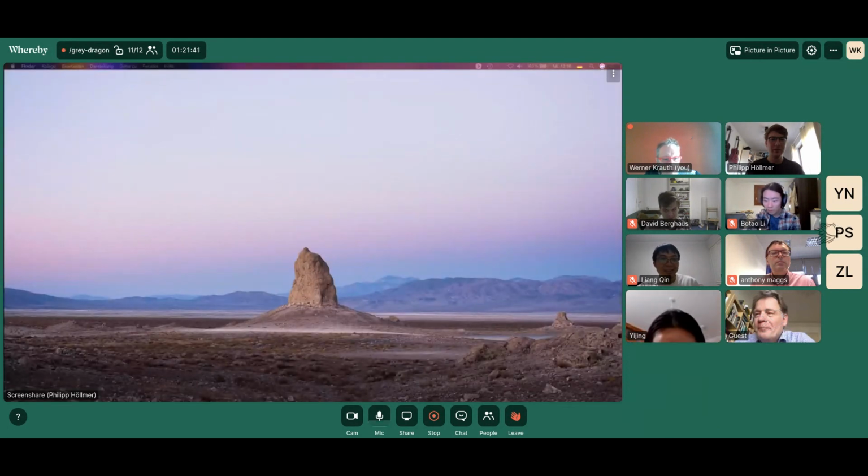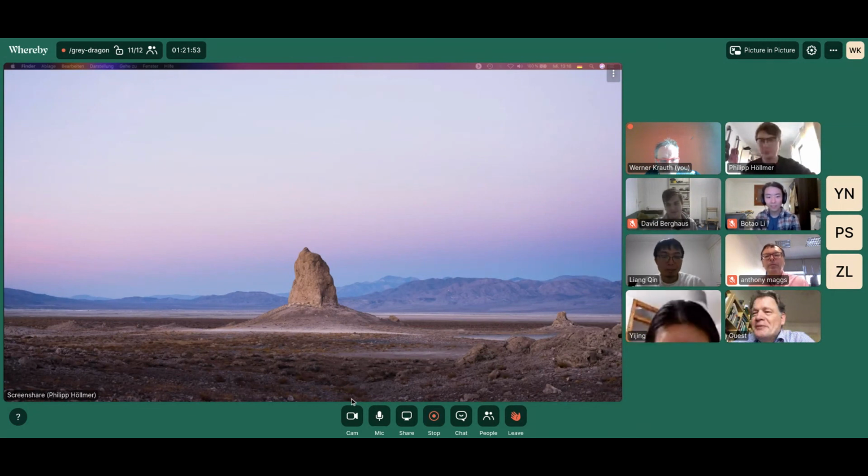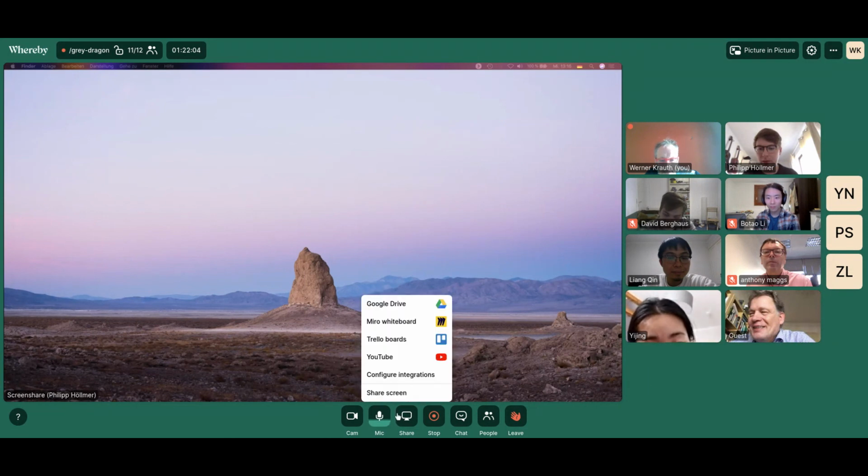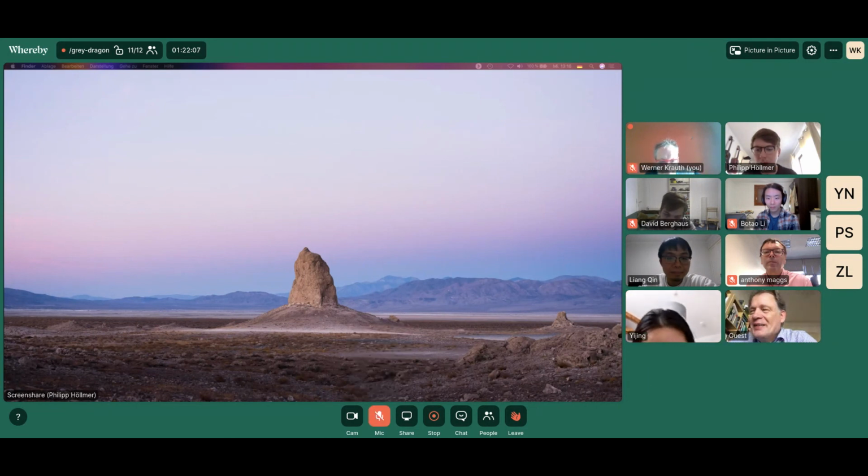Wait, I will do it differently. So Liang, I hope I answered your question. Yes, you answered the question. The picture is showing a shipwreck? You mean this picture now? I mean, this is just the default Mac OS. I don't know what it is, to be honest.